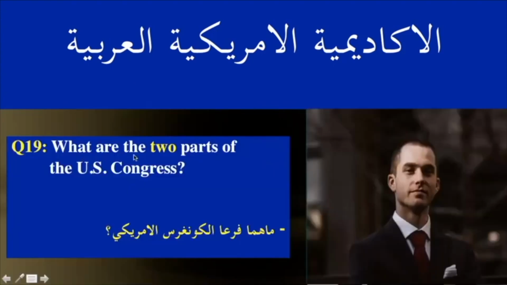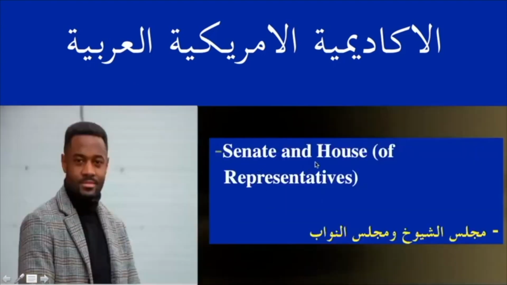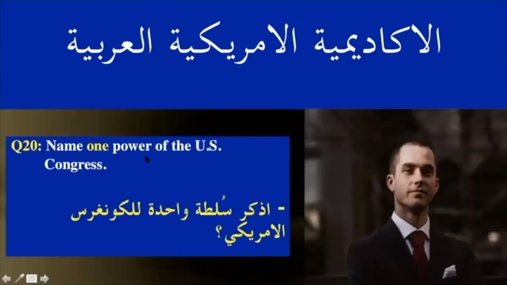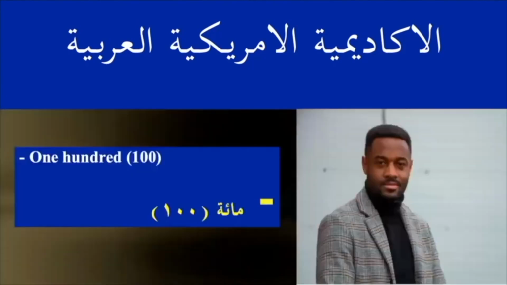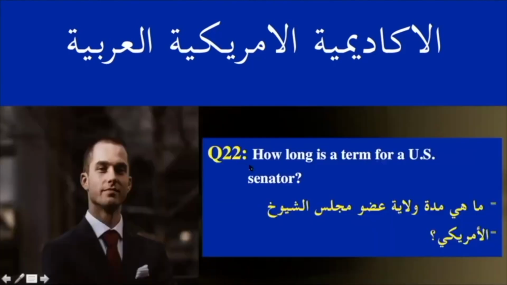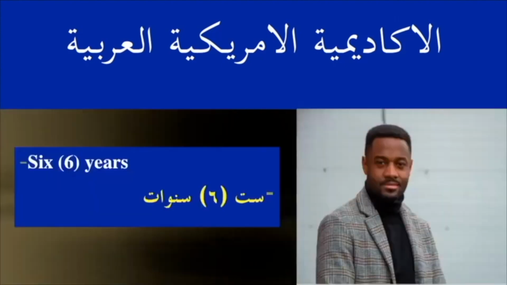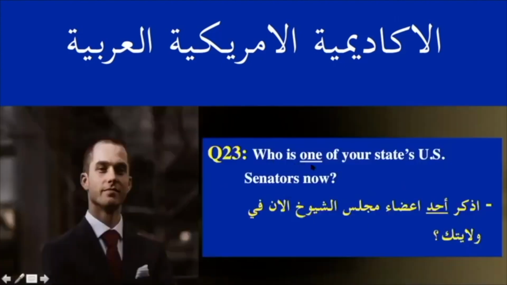What part of the federal government writes laws? Congress. What are the two parts of the U.S. Congress? Senate and House. Name one power of the U.S. Congress. Writes laws. How many U.S. senators are there? 100. How long is a term for a U.S. senator? 6 years.